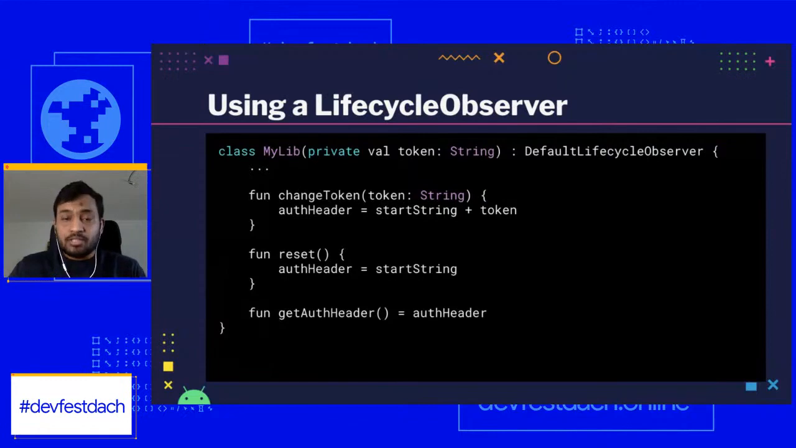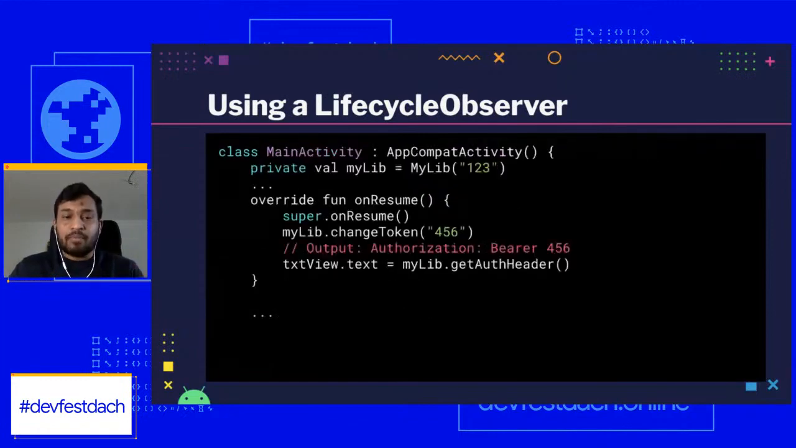Now, if you had to use this in your main activity, you will again create a mylib instance and pass in the base token, which has not yet been changed. It can only be changed once the onStart of this activity is called. So in the onResume, we have assumed that the onStart has been called. In the onResume, we can go ahead and get the auth header, considering that a certain change we requested in the init function of the library is actually taken care of.